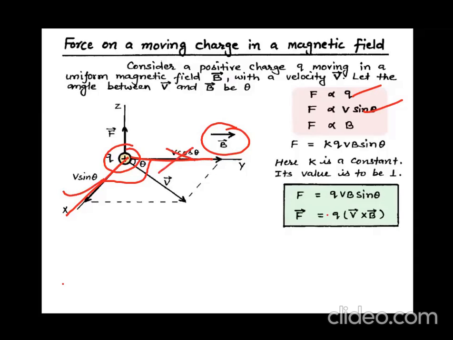No magnetic force is produced by V cos theta, which is either in the direction of the magnetic field or in the opposite direction of the magnetic field, right? So magnetic force is produced by the V sin theta component, that is the perpendicular component.